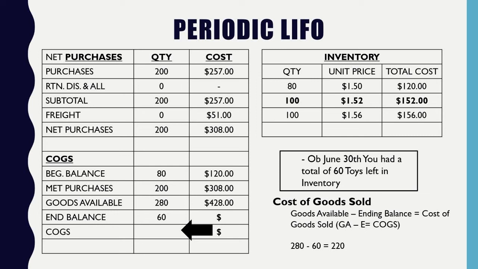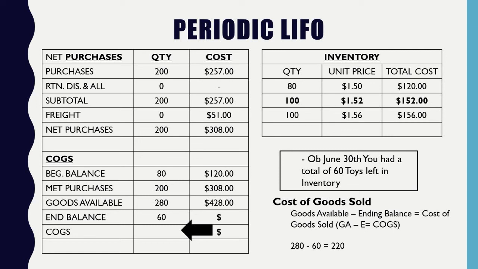So again, our cost of goods available is going to be my 80 beginning plus my net purchases to give me a total of 280 units at a grand total of $428.